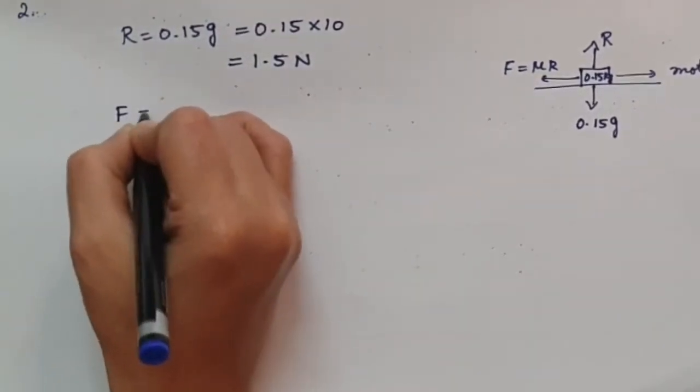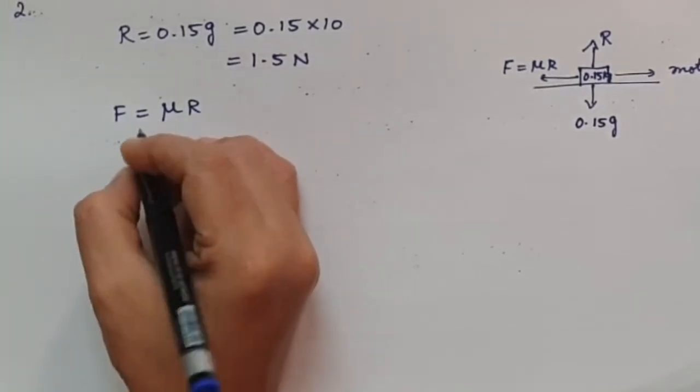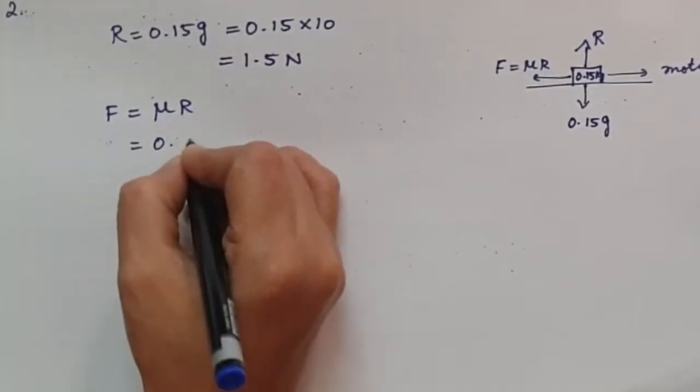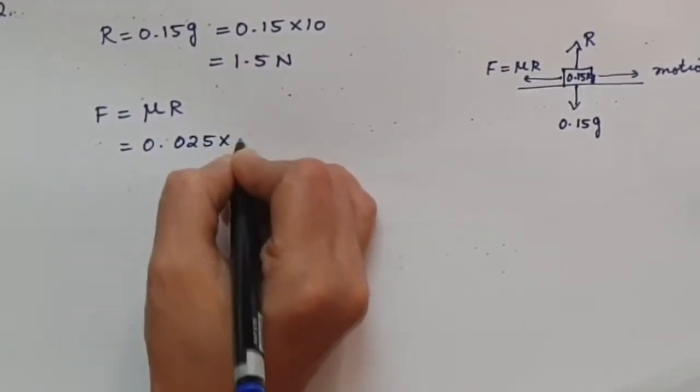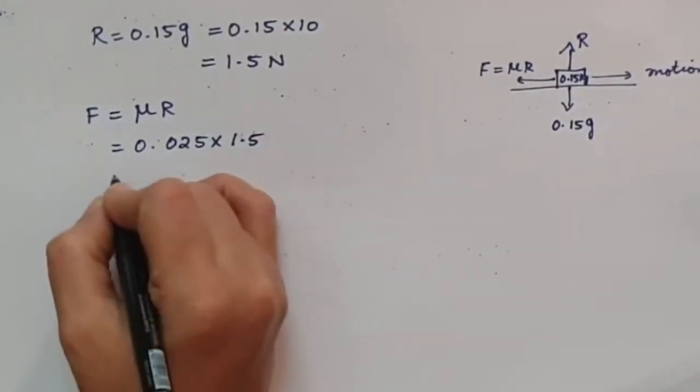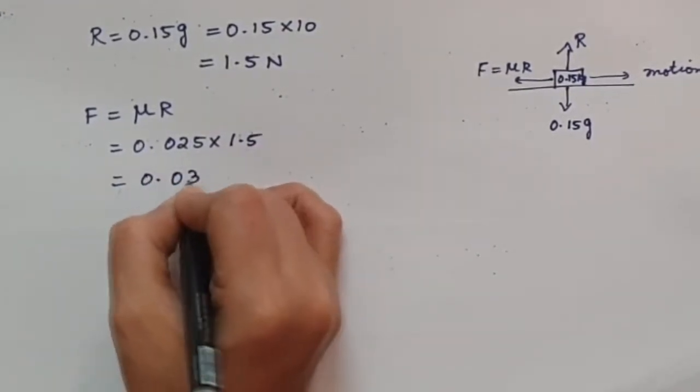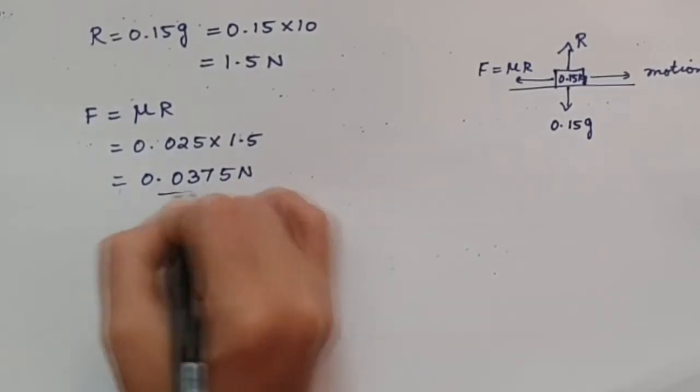Now F equal to mu R. And mu is given in our question as 0.025 into 1.5. That will be equal to 0.30375 Newton.